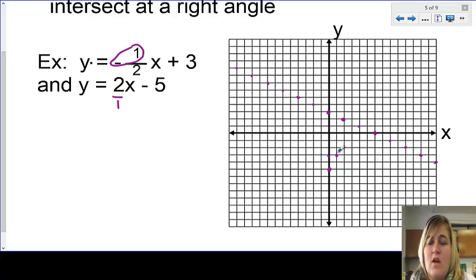I didn't mean to put a point there. Rise 2, run 1, and repeat. Okay, I could also fall 2, go left 1.